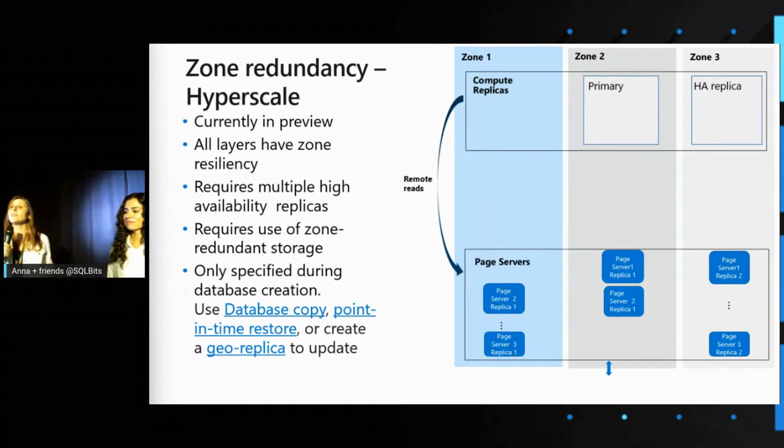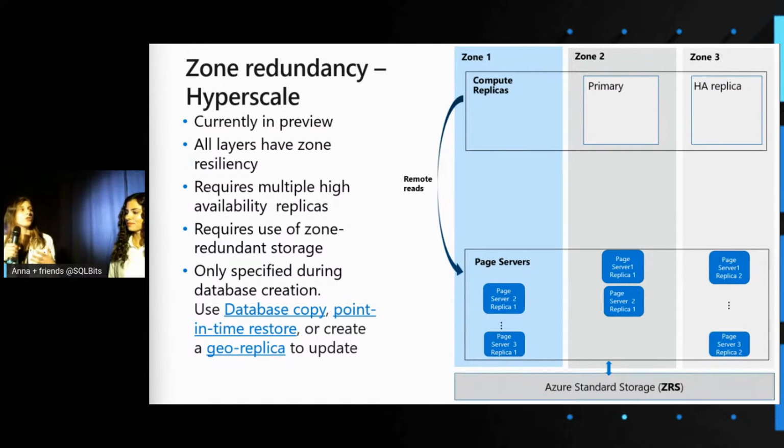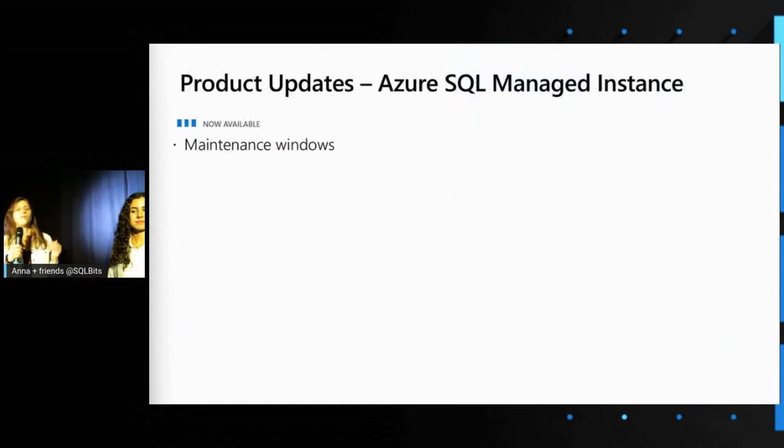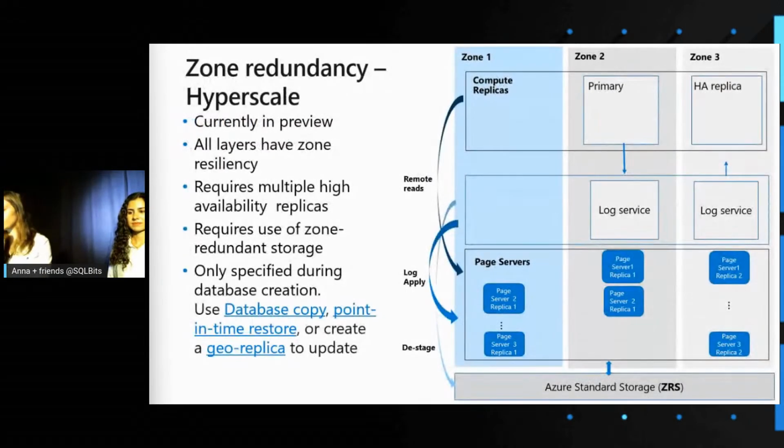The idea is if something happens to one availability zone in a region, the other zones should not be affected. And so what we do is we ensure that all layers of your hyperscale database are replicated between the availability zones within your region to make sure you have that full AZ level resiliency for hyperscale. So what you'll see is that the compute layer, the page servers, the storage, and log are all fully zone resilient if you choose to use this configuration.